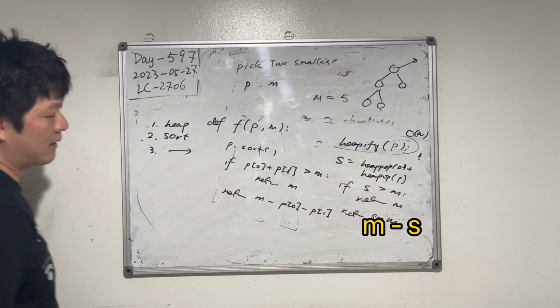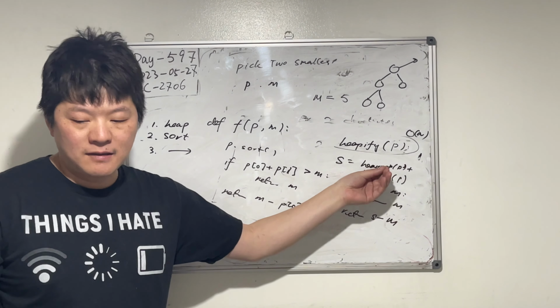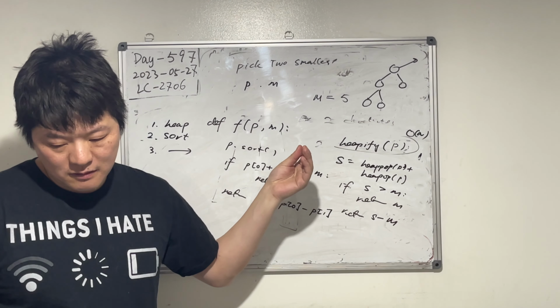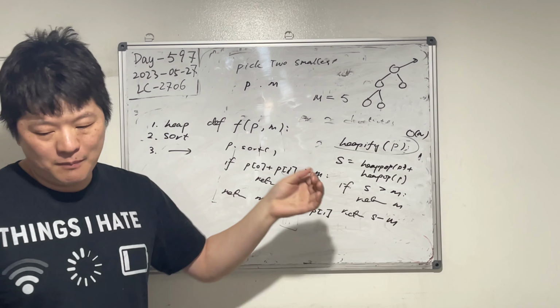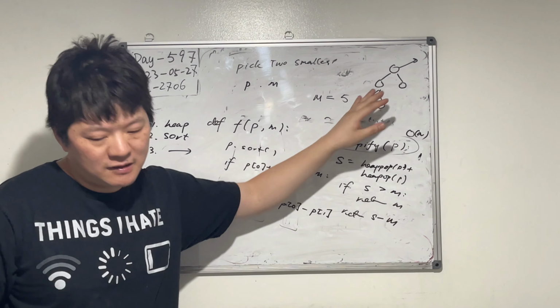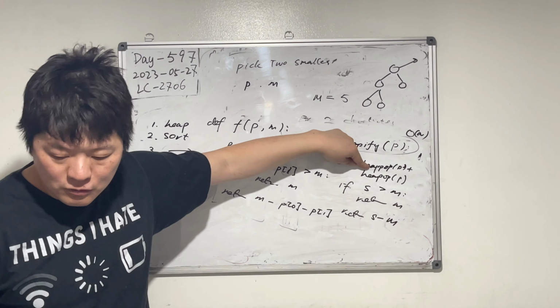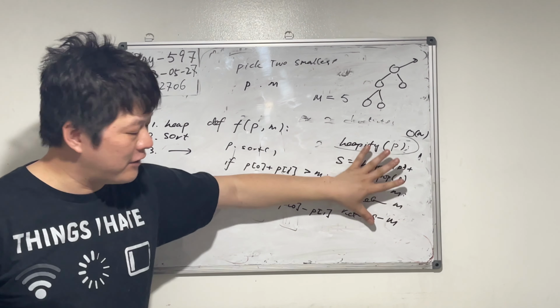Heap pop, is that popping the smallest or the maximum in the max heap? Okay, it's popping the smallest element from the min heap. This is going to take O(log n) time. This is O(n). This is O(log n). So what's the overall time complexity?